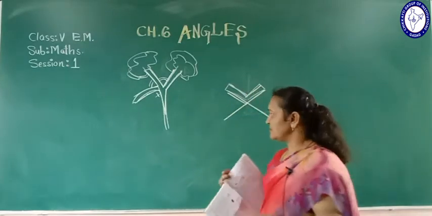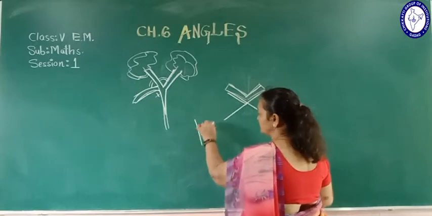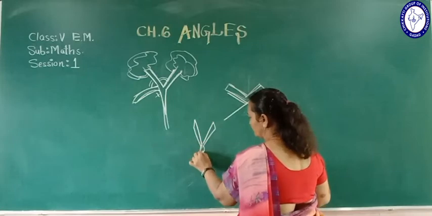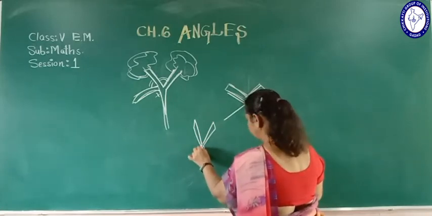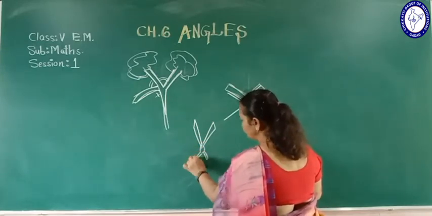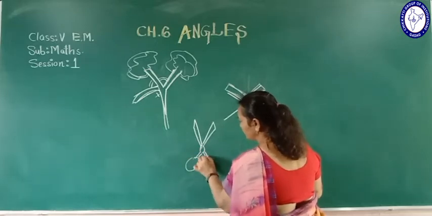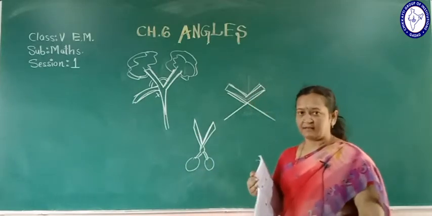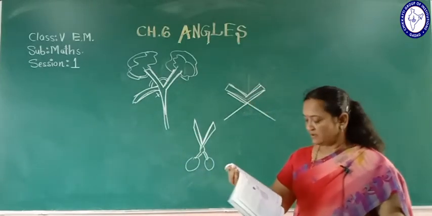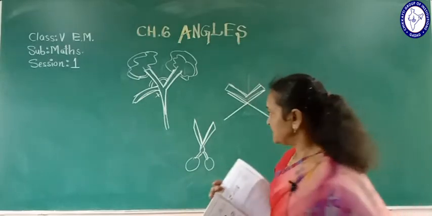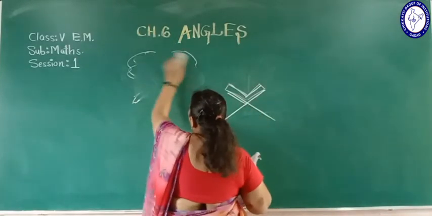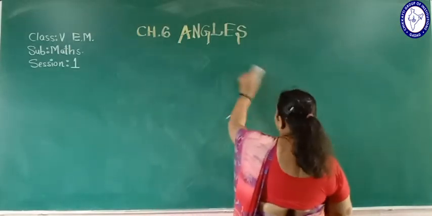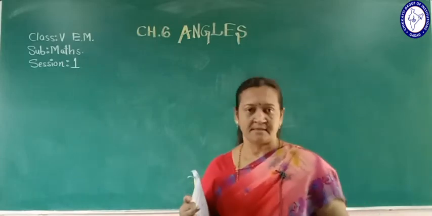Then suppose you have seen a scissor. If you have seen a scissor, then between the scissors also you will find an angle. Okay. Now how to represent an angle. We learned the different examples of angles. Now, how are these angles represented.